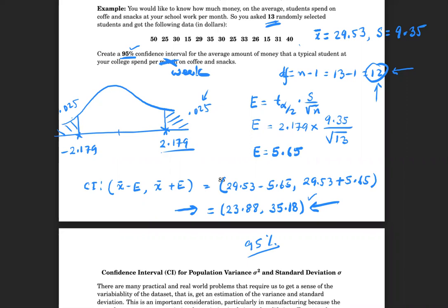And I use the easy example. If you took 100,000 samples of size 13 and created 100,000 confidence intervals, 95,000 of those confidence intervals will include mu, the population average, and 5,000 of them will not include mu. Okay, that's what it is. 95,000 will include mu, approximately, and 5,000 will not. And that's what it means.